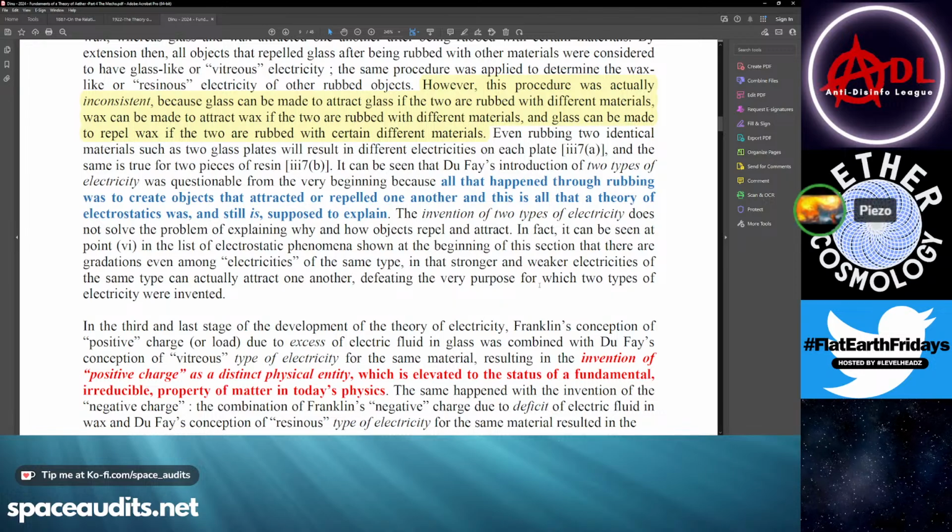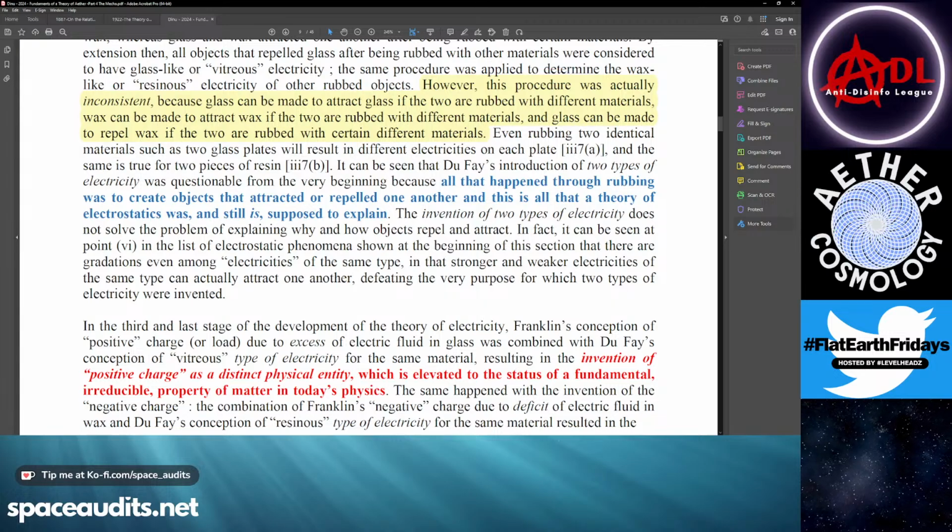The invention of two types of electricity does not solve the problem of explaining why and how objects repel and attract. In fact, it can be seen at point 6 in the list of electrostatic phenomena, shown at the beginning of this section, that there are gradations even among electricities of the same type, in that stronger and weaker electricities of the same type can actually attract one another, defeating the very purpose for which two types of electricity were invented.